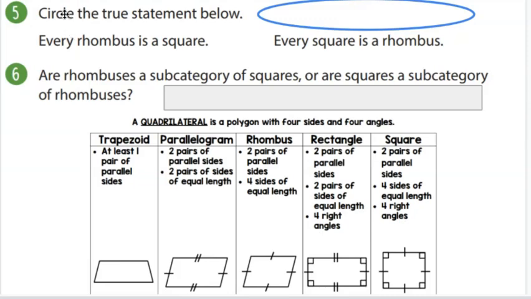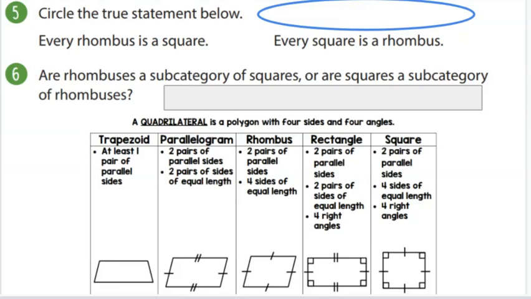So I want you to try and do 5 and 6 on your own. Which of these statements is true? I kind of already talked about it on the previous slide. And then again, are rhombuses a subcategory of squares or squares a subcategory of rhombuses? So I did address 5 and 6 on the previous slide. So push pause, answer these 2, come back and we'll talk about it.